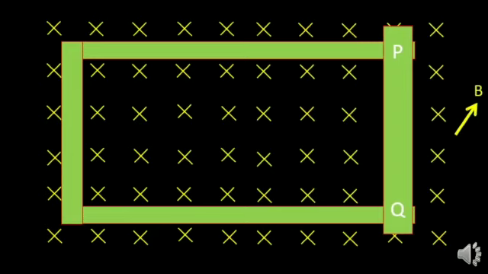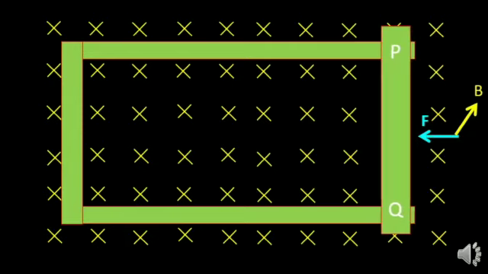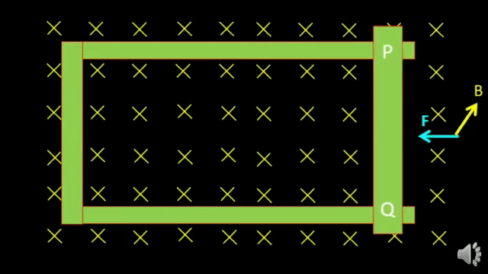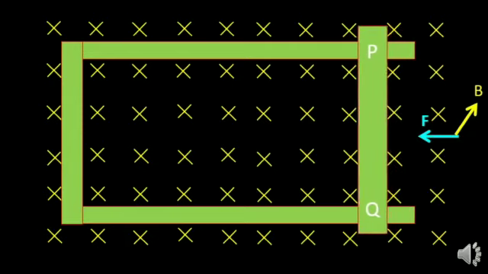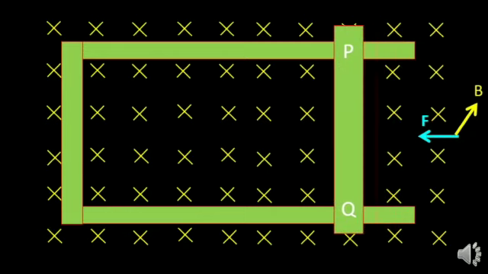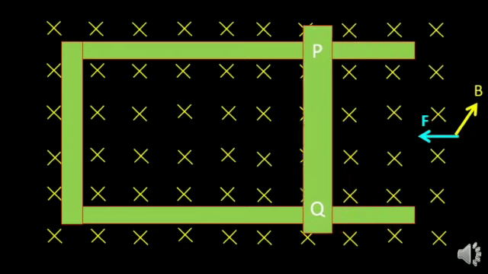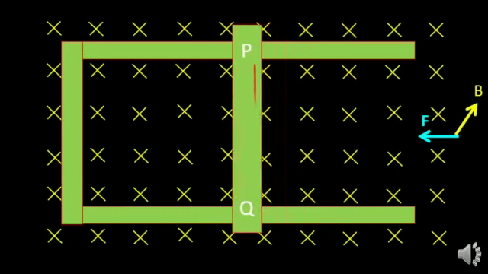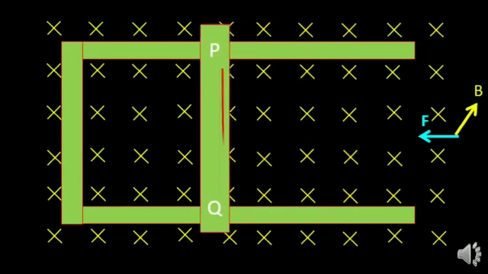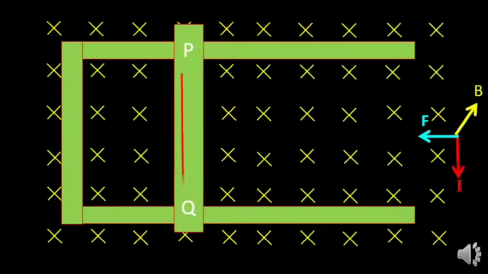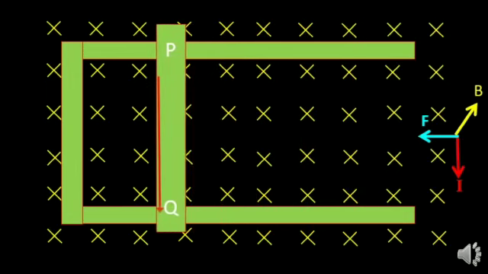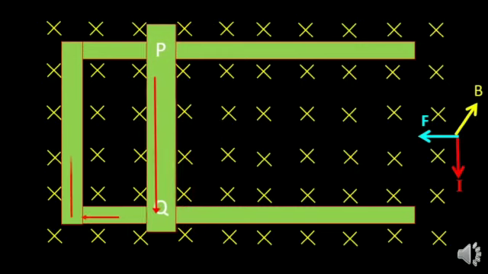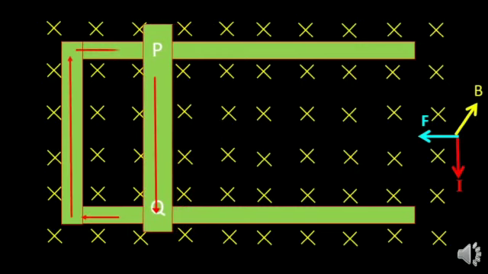When the conductor PQ moves towards the left side with a force F, the area of the rectangular loop decreases. This decrease in magnetic flux induces an EMF at the ends of the conductor PQ, because of which an induced current flows from P to Q according to Fleming's right-hand rule, and current completes its clockwise path.